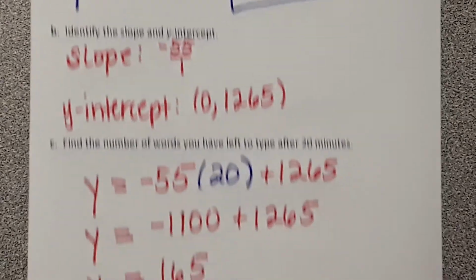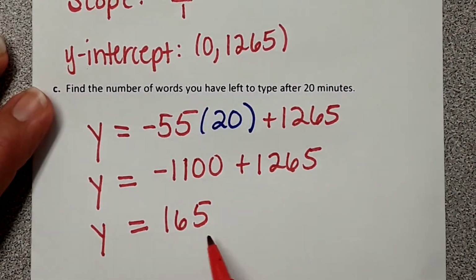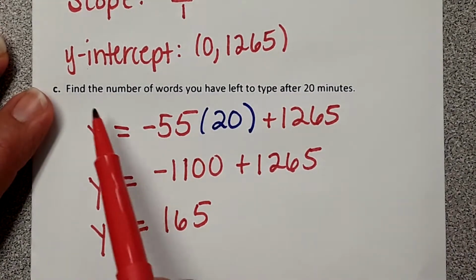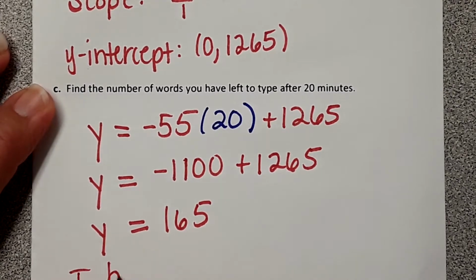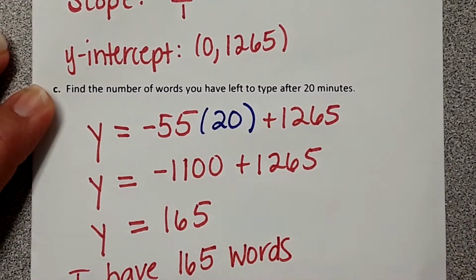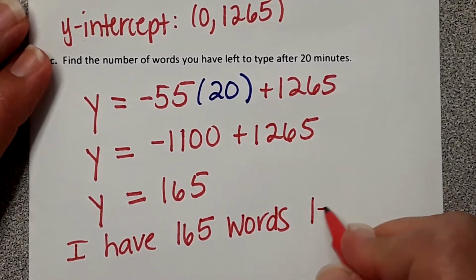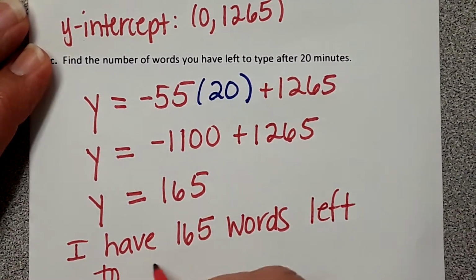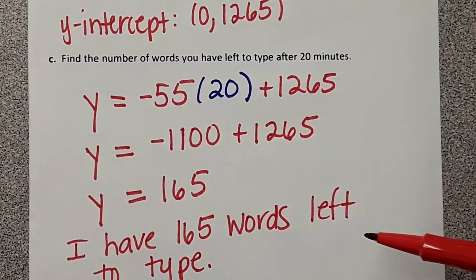Can you guys see that? Nope, you sure can't. So I plugged in 20 because that's how many minutes. y equals 165. So, find the number of words you have left to type after 20 minutes. I have 165 words left to type. If they're asking you, you need to make sure you write a sentence.